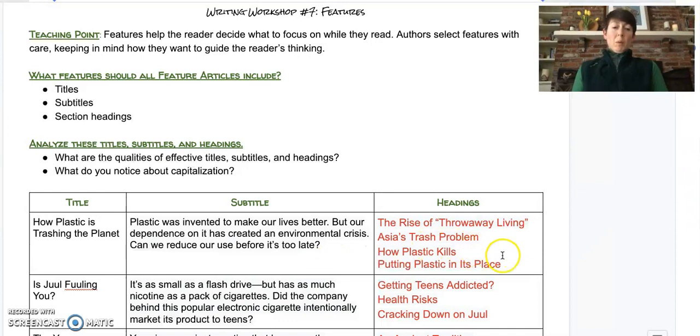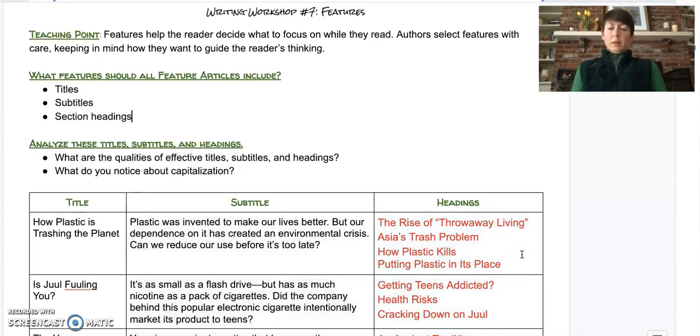Okay. Remember, these headings are giving us a preview of what the whole section is going to be about, but they're also a little bit catchy. They make me curious. Like when I see Asia's trash problem, I'm like, where in Asia? And why is it special to Asia? So I want to know these things as I read on.